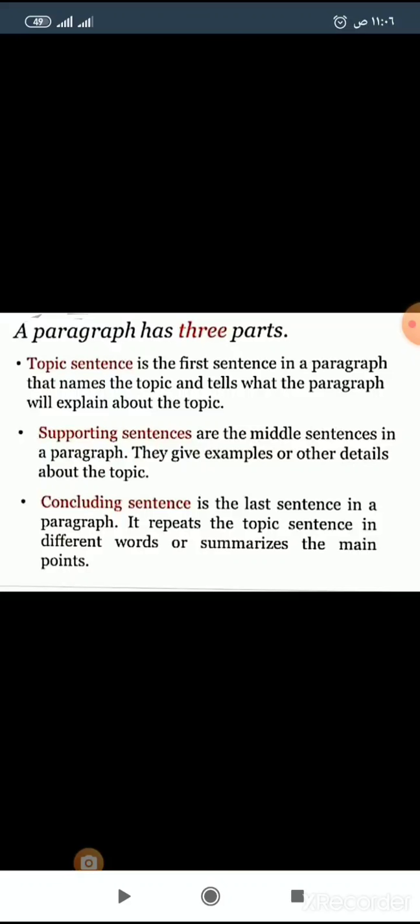Supporting sentences are the middle sentences in a paragraph. They give examples or other details about the topic. Concluding sentence is the last sentence in a paragraph. It repeats the topic sentence in different words or summarizes the main points.